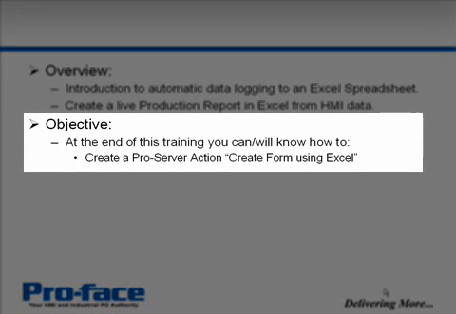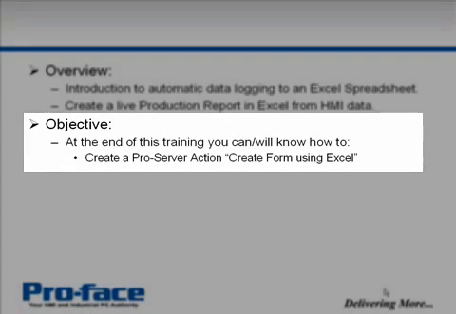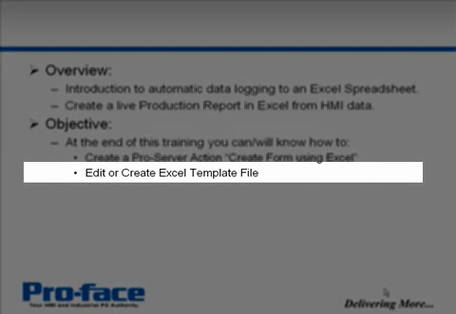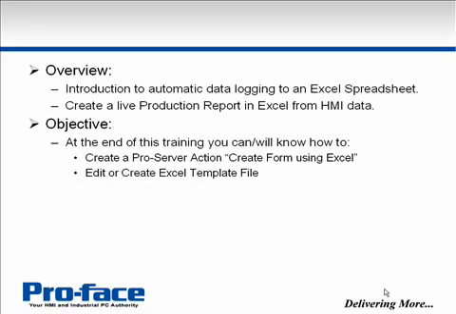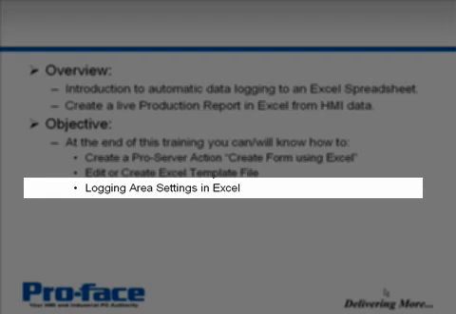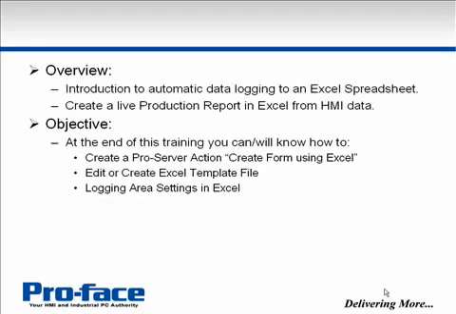At the heart of this topic is a ProServer action called Create Form using Excel. It's just one of many ProServer actions that are available. The first step is to edit or create an Excel template file that will accept the log data from this action. We'll then define the logging area within that spreadsheet that will accept the live data from the HMI.